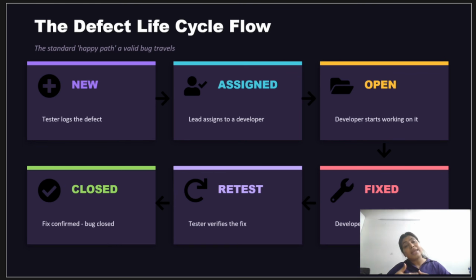Now there's one thing that you might come across in your practical work: the reopen loop. If the retest fails, the bug is reopened and sent back to the developer. This loop can repeat until we have a fix that is actually working and our code is working as expected.